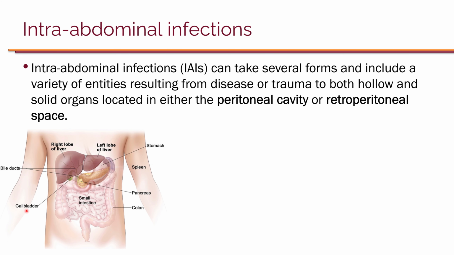Intra-abdominal infections can take several forms and include a variety of entities resulting from disease or trauma to both hollow and solid organs located in either the peritoneal cavity or retroperitoneal space. So let's take a look at a typical picture that you will see in a textbook showing the organs in the abdominal area. You can see there is the liver, there is the stomach, there is a gallbladder behind the liver, there is the small intestine and the colon.